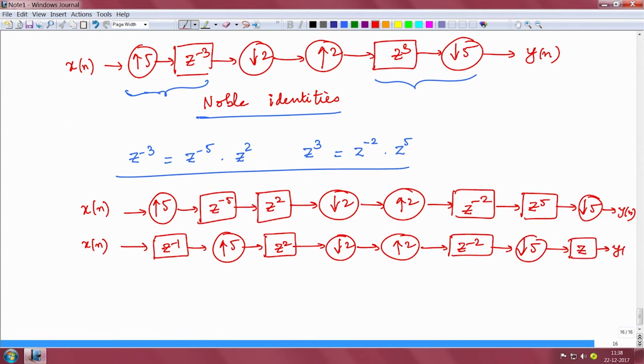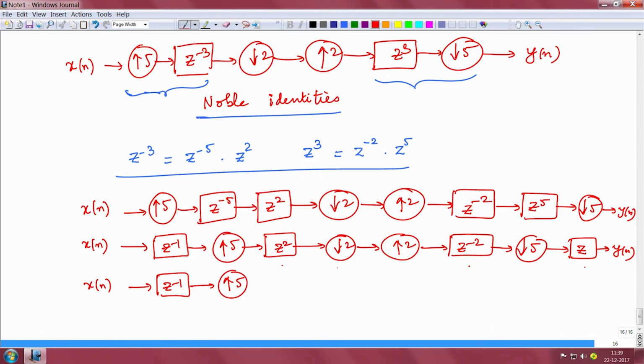We see some form of symmetry here. We have z power minus 1 and we have z here, and we have z power 2 here and z power minus 2. So something seems to be symmetric and we go forward in this direction. So we get z power minus 1 followed by an upsampler by a factor of 5.